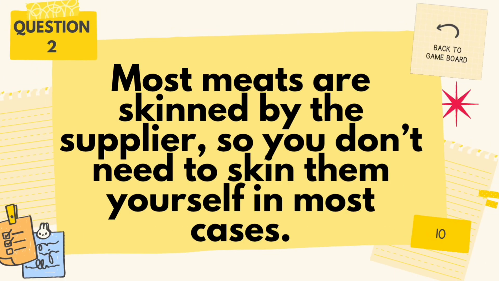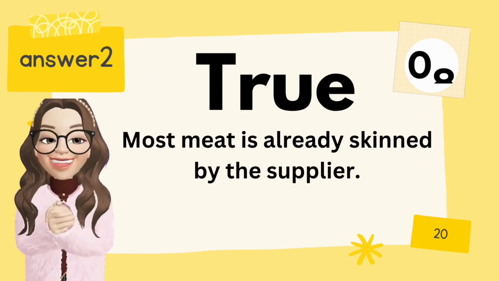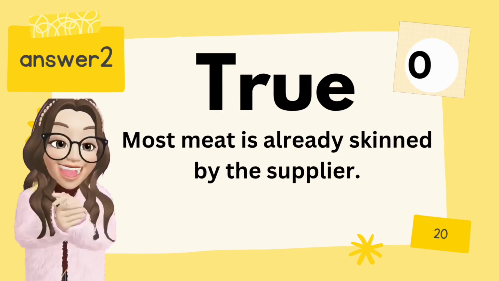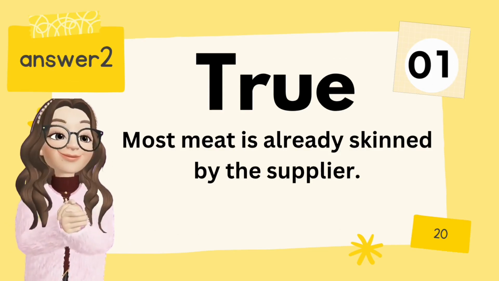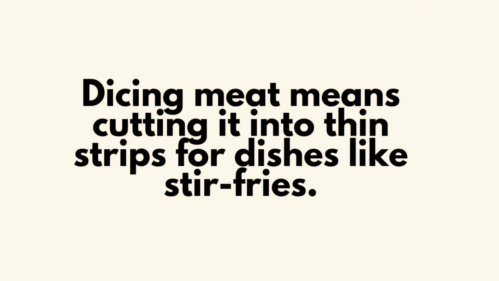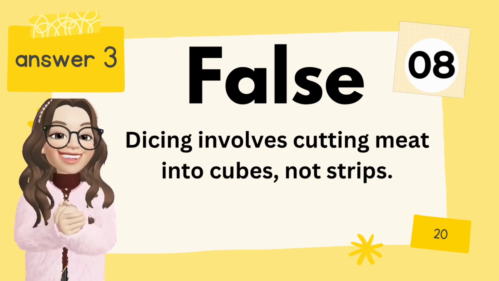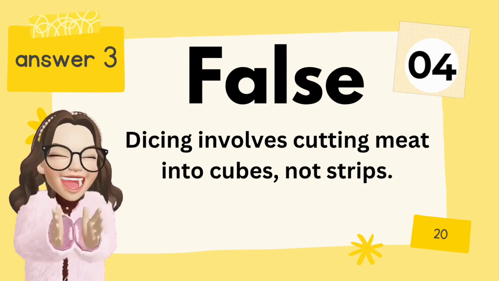Question 2. Most meats are skinned by the supplier, so you don't need to skin them yourself in most cases. Answer 2. True. Most meat is already skinned by the supplier. Question 3. Dicing meat means cutting it into thin strips for dishes like stir-fries. Answer 3. False. Dicing involves cutting meat into cubes, not strips.